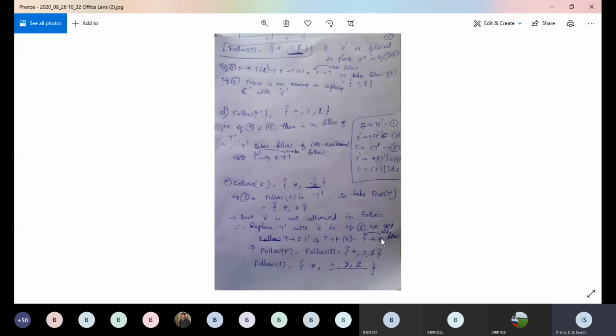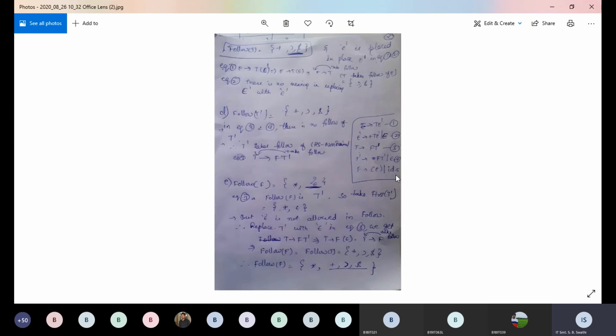What are those values? Borrow the follow elements from the parent node of this F. What is the parent here? Capital T is the parent. So what is the follow of this T? You have computed here that follow of T is plus comma close bracket comma dollar. That it will take. So for epsilon, the follow elements are plus, close bracket and dollar. Okay, and before epsilon we have used star also. So all this put together will become the follow: star comma plus, close bracket and dollar. So these are all the follow of the elements of F.